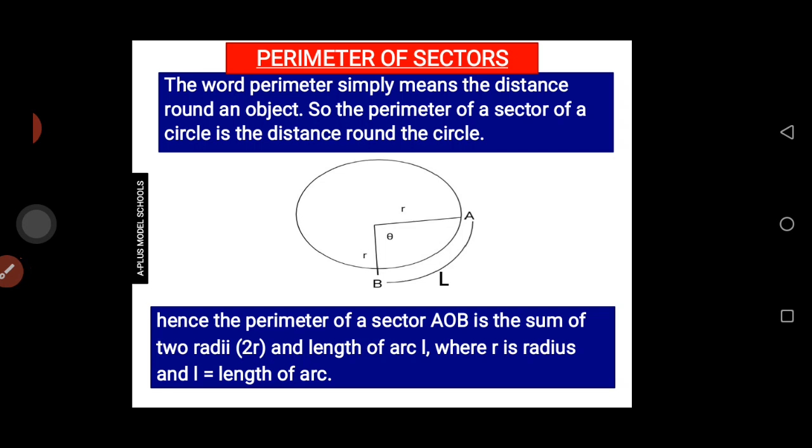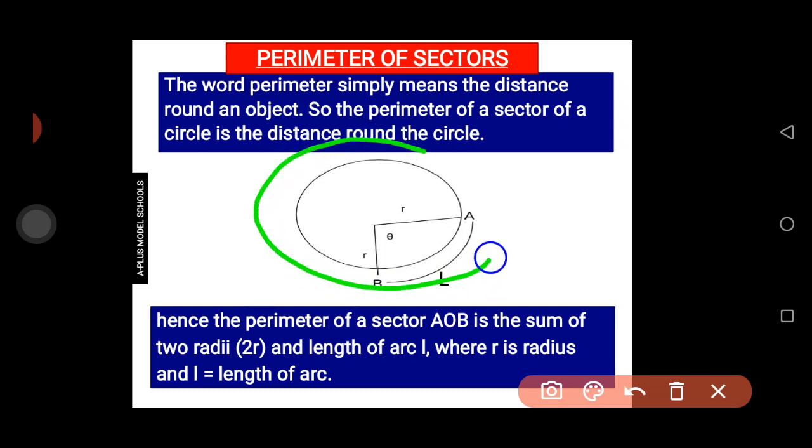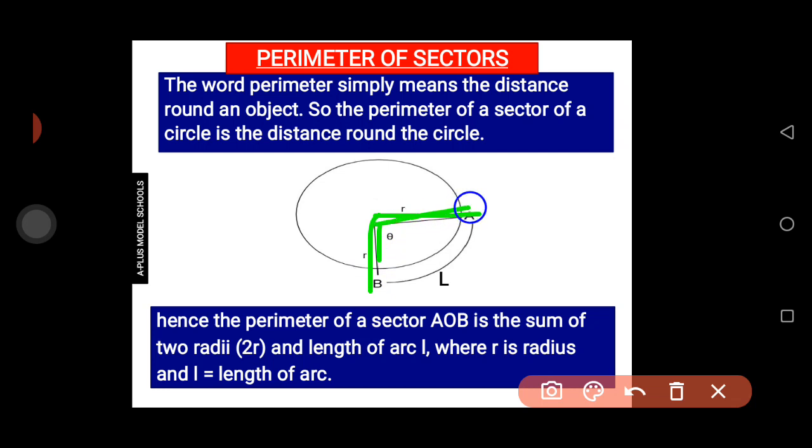So the perimeter of a sector of a circle is the distance round this circle. Hence the perimeter of a sector AOB. Now if I want to look for the perimeter of AOB, here is O, then B, it is the sum of the 2 radii, which is the radius here, and the radius of this length, plus the arc, which is L.